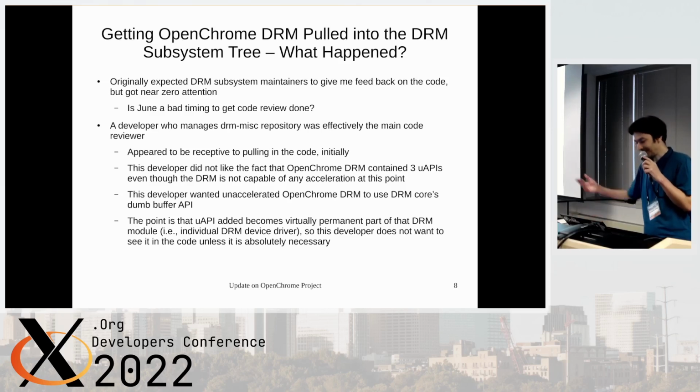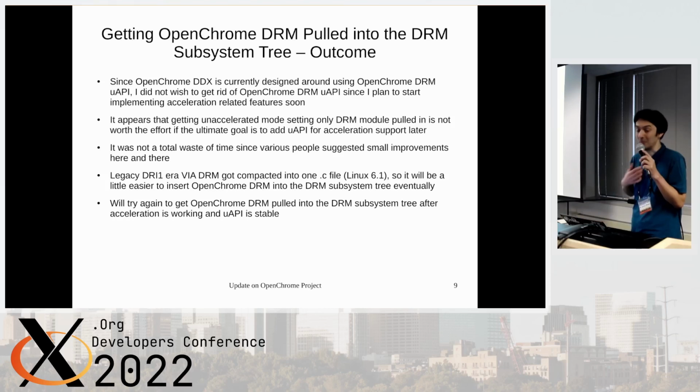Initially he was willing to pull it in, but then didn't like something in the code, and that was the UAPI thing with acceleration. Basically his philosophy is, if you're not having acceleration, why are you using UAPI? That was a deal killer for me, because I'm planning to do the acceleration implementation soon, and I'm already working on it. I didn't want to change a lot of the code at this point, so I decided to abandon the effort for now.